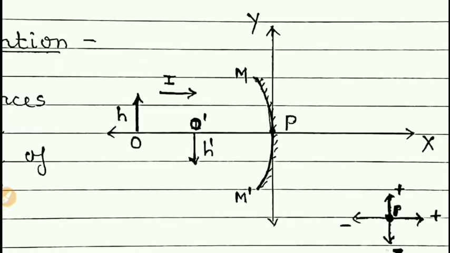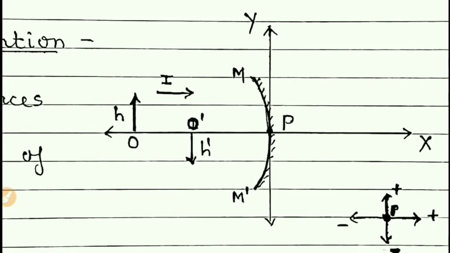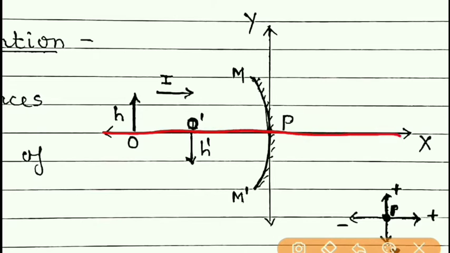Now, this line along the x-axis which passes through point P is called the principal axis, and this point P is called the pole of the reflecting surface.